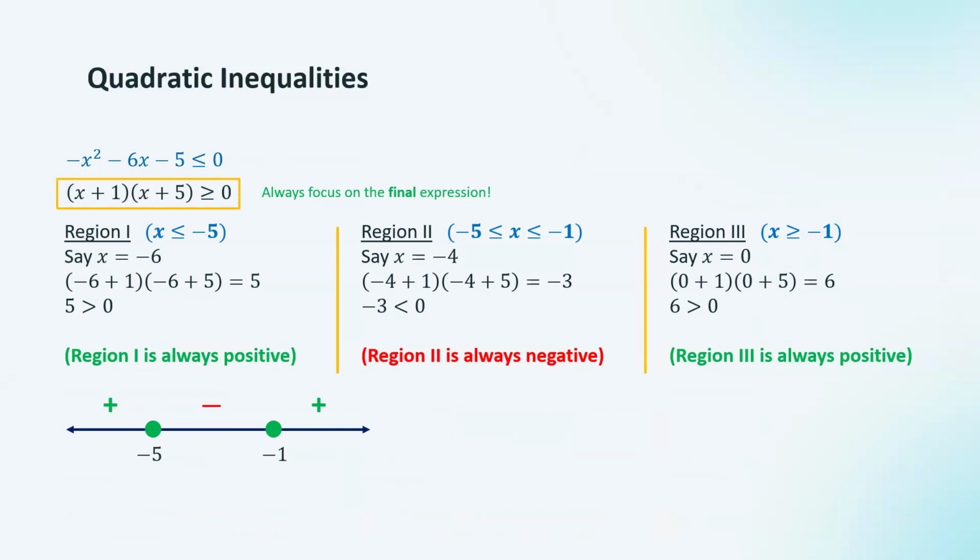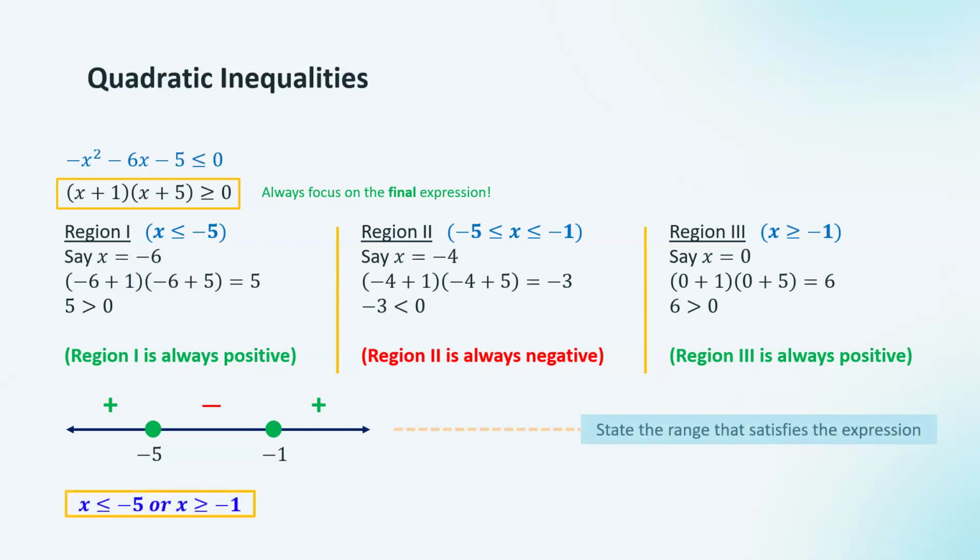The final expression says that we need to find x such that the multiplication is positive. And the regions that pass this test are region 1 and region 3. So we have to state the range that satisfies the expression, which is x less than or equal to -5 or x bigger than or equal to -1. And again, x equals -5 and -1 are included because there is an equal sign.